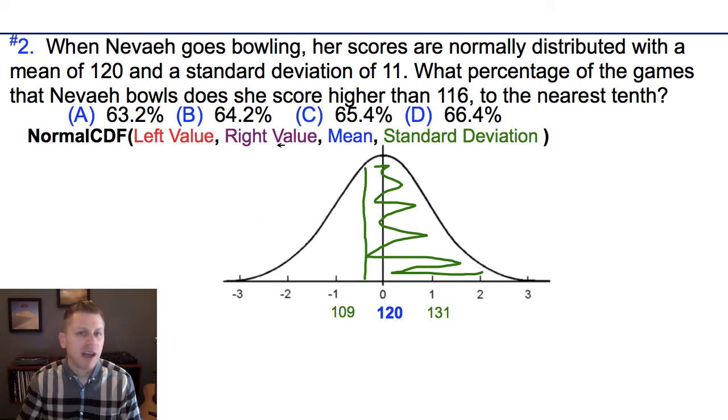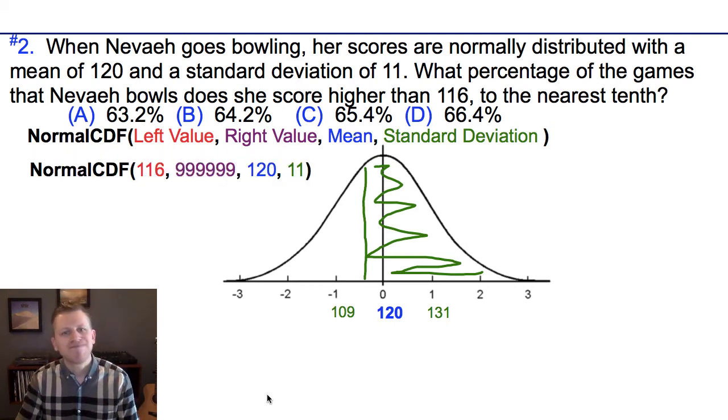My right value, I'm not going to use 300. I'm just going to use that enormously large number. Our mean is 120 and our standard deviation is 11. We plug those in. Now what we need to do is just type it into the calculator. We get this value here. They want it as a percentage, so we multiply by 100, or just move the decimal 2 places.